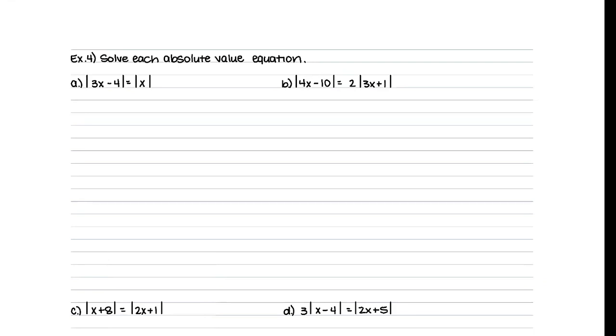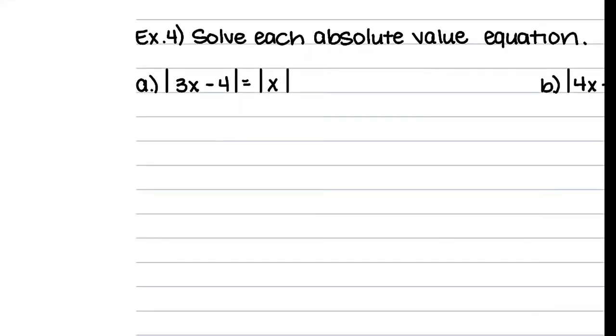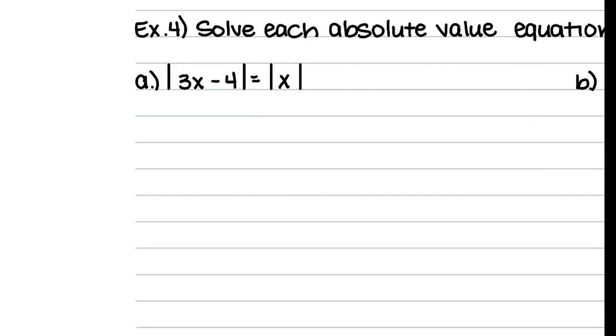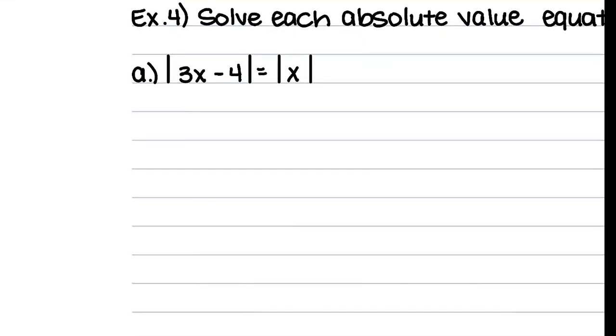So first, let's look at example 4a. We have the absolute value of 3x minus 4 is equal to the absolute value of x. When we do this, we are going to separate this into two equations. So we just are going to have 3x minus 4 is equal to x, and then apply that negative to the left side of the equal sign. So then it's going to give you 3x minus 4 is equal to a negative times x.